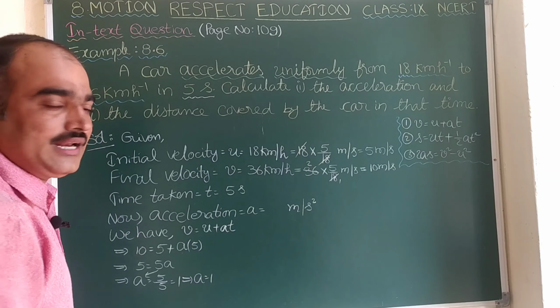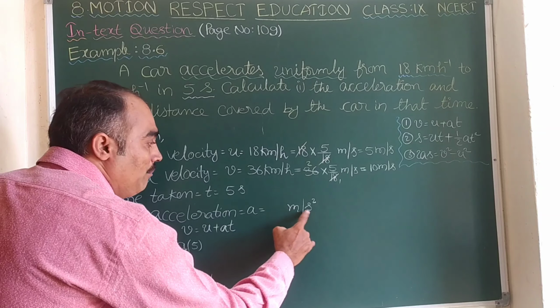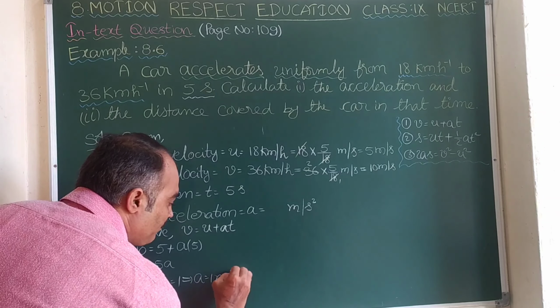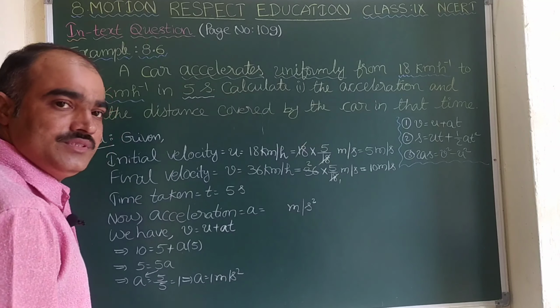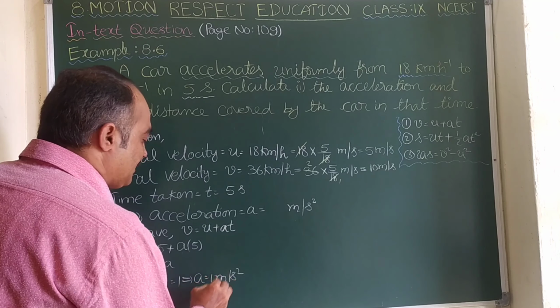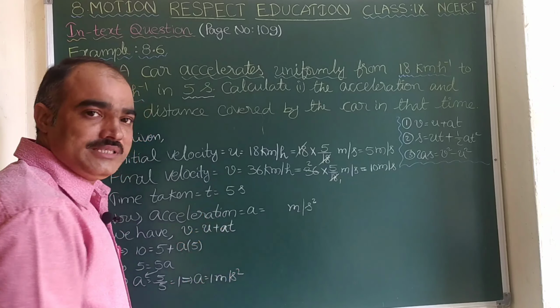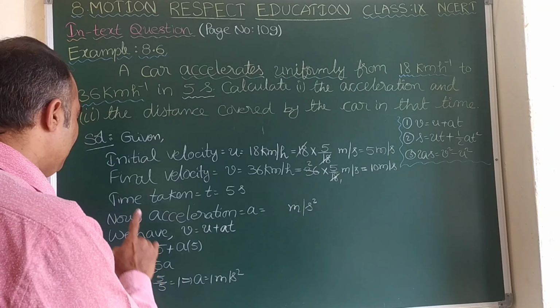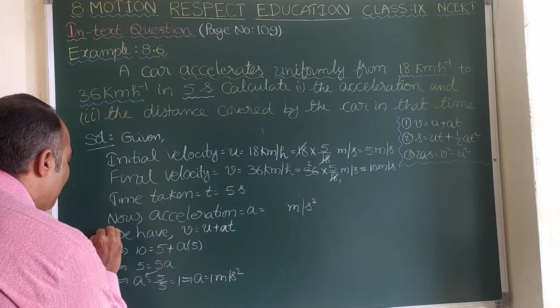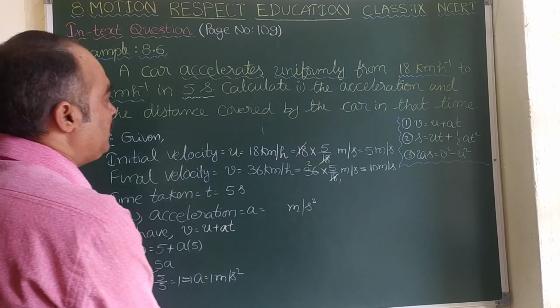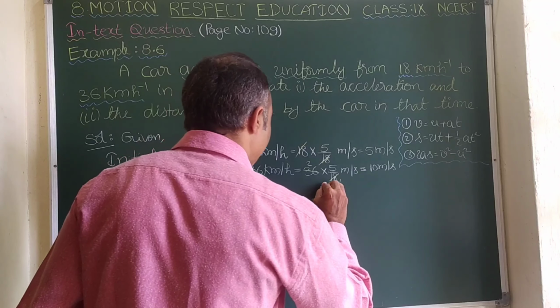As I have told you earlier, the unit for acceleration in this problem is meter per second square. Clear? So here the answer is: the acceleration of the car is 1 meter per second square. With this first bit completed, let us move forward to solving the second bit.